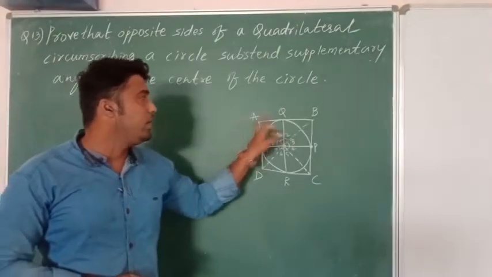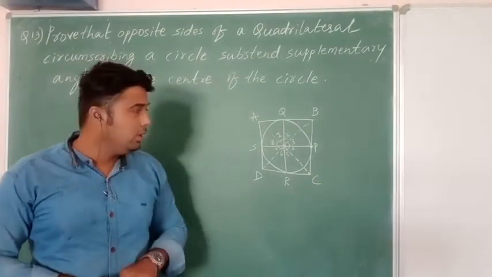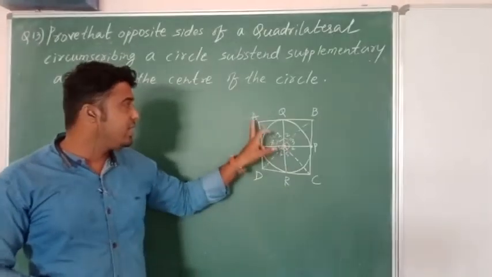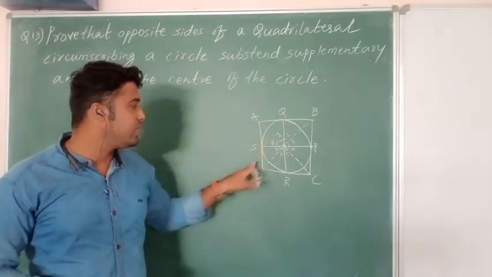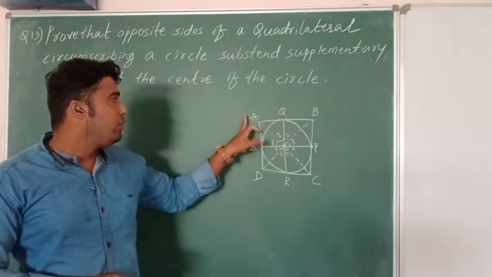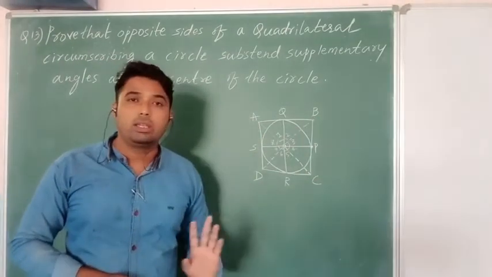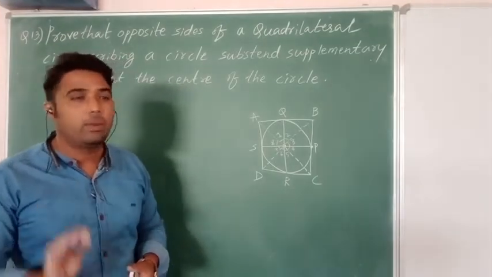You can observe ABCD is a quadrilateral, a four-sided figure, and inside a circle is situated. They are asking us to prove angle AOB plus angle COD is equal to 180 degrees, or else we have to prove angle AOD plus angle BOC is equal to 180 degrees. That is why it is called supplementary.